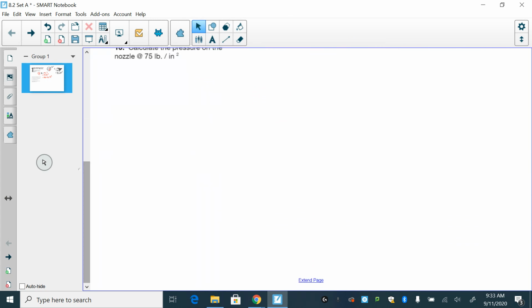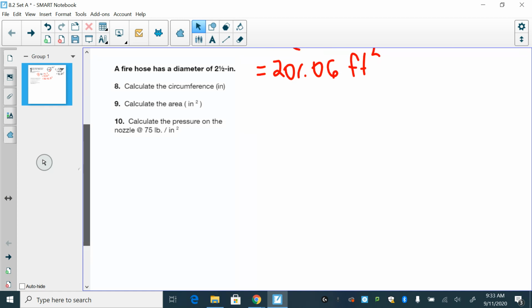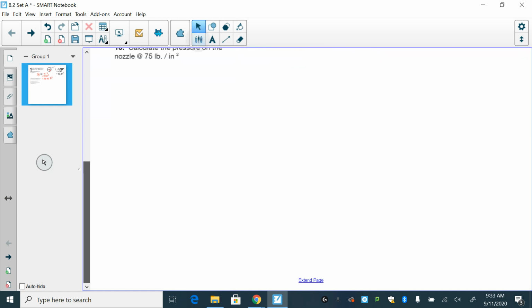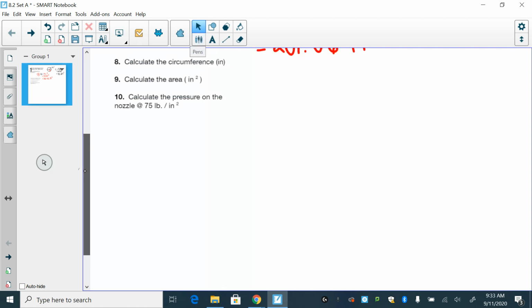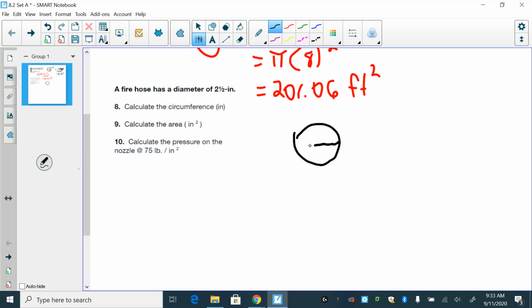Okay, let's look at number 8 now. A fire hose has a diameter of 2.5 inches. Let's draw a quick circle first, with a diameter, all the way across. I'm going to put 2.5 because that's easier for me to work with. So it's inches. Calculate the circumference.